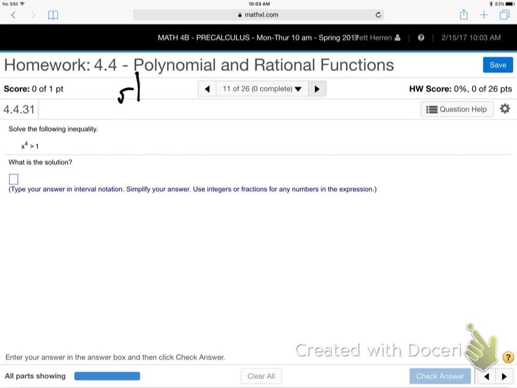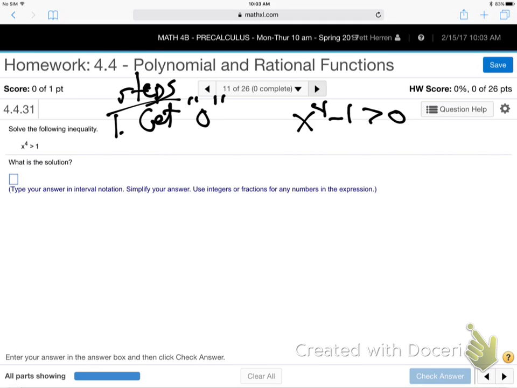So remember the steps I gave you? If we had the picture, that would make it easy. But we basically do the things that we would do if we had the picture. Step 1 is you've got to get a 0 on one side, so that would be x to the fourth minus 1 greater than 0. It's all about whether it's greater than 0, above the x-axis, or less than 0, below the x-axis. We're kind of picturing the picture even though it's not there.